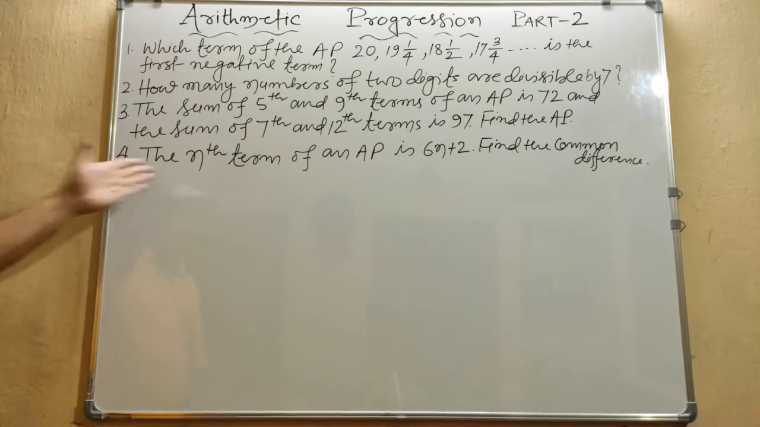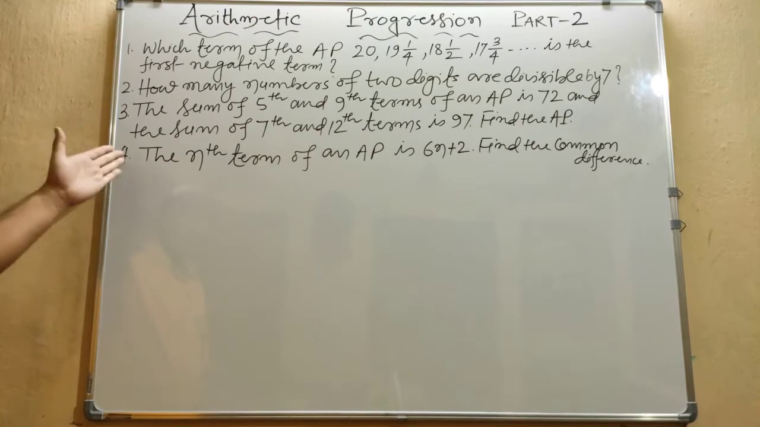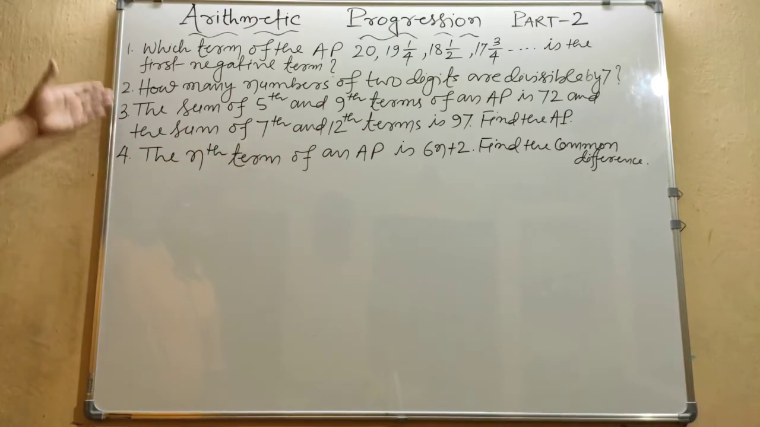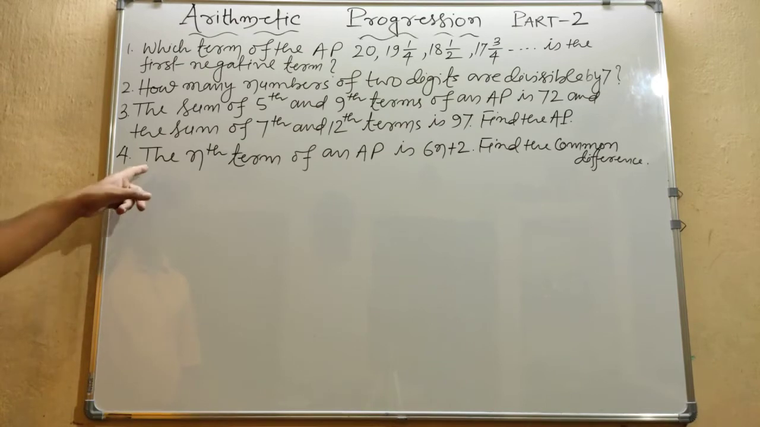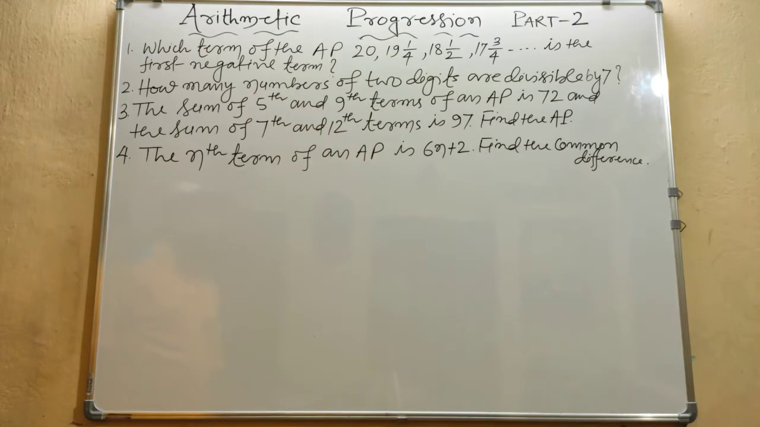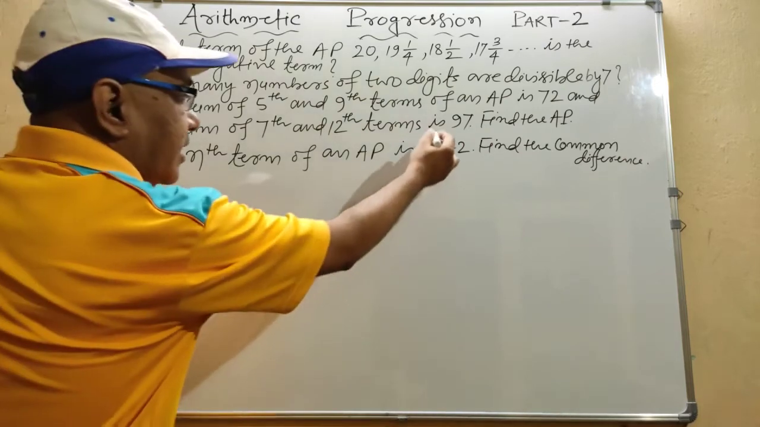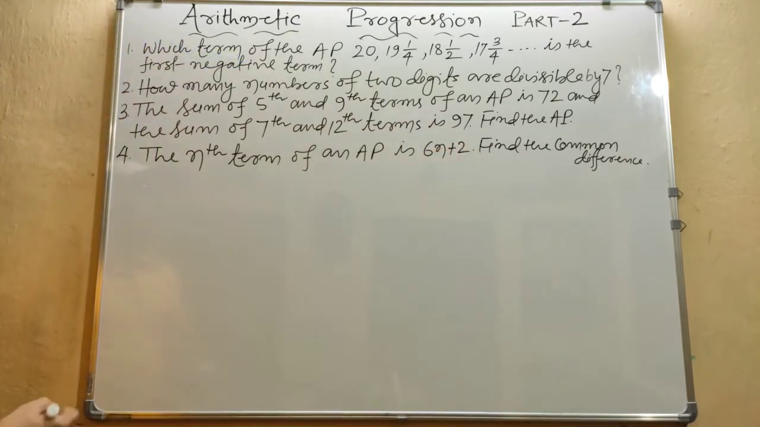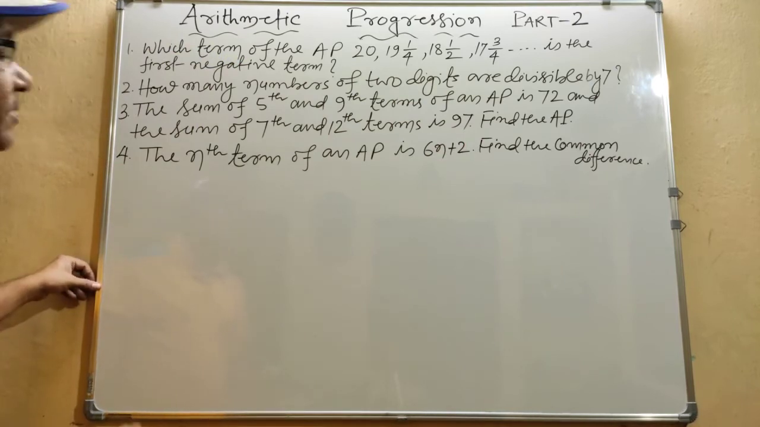We first start solving from here, means we first solve 4 number, then 3 number, then 2 number, then 1 number. So let us see. Your first problem is: the nth term of an arithmetic progression is 6n plus 2. Find the common difference. Nth term, you know what is nth term? Nth term is given in this way, 6n plus 2. You have to find the common difference.